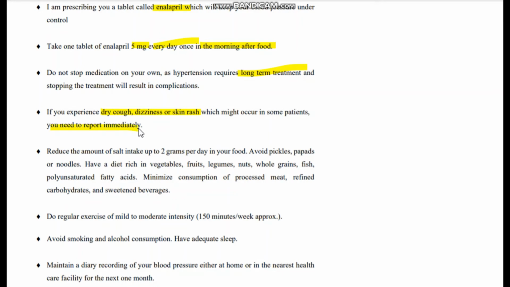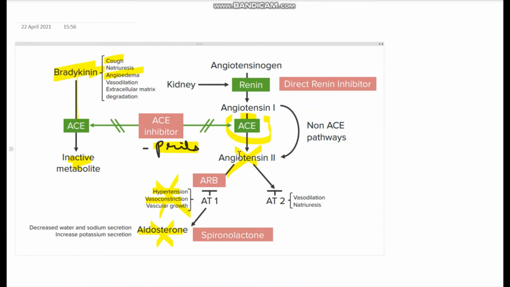So maybe because you will change the drug. When what do you change the drug to? You change it to something called as angiotensin receptor blocker. Come back to this mechanism of action. So angiotensin receptor blocker blocks this receptor at which angiotensin 2 works. It does not block the formation, it blocks the receptor at which it works.